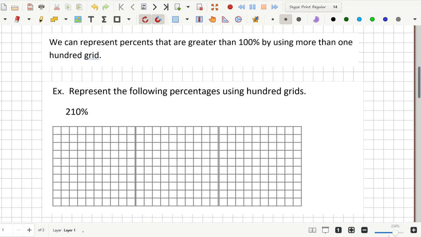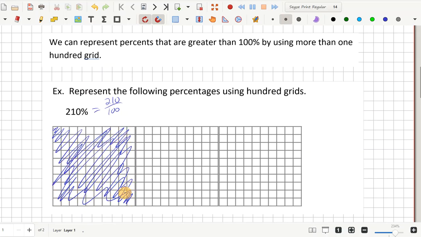So we can also represent percents that are greater than 100%. If something's less than 100% or 100% exactly, we can represent it easily. However, if we have something like this where it's bigger than 100%, then what I'm going to have to do is fill in all the squares in 2 full grids, because this is 210 out of 100. I'm going to fill in more than there are. So I'm going to have to fill in 2 full grids and 10 more, because 2 full grids would represent 200.